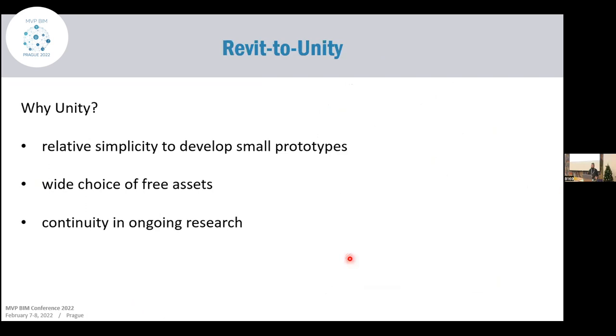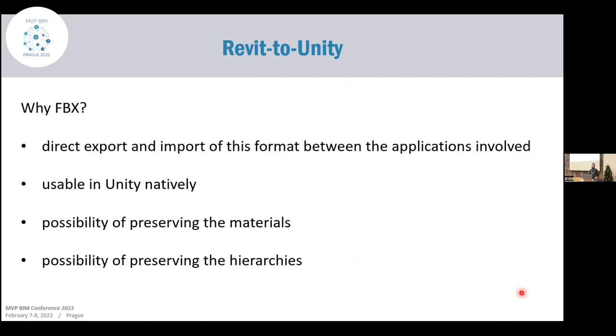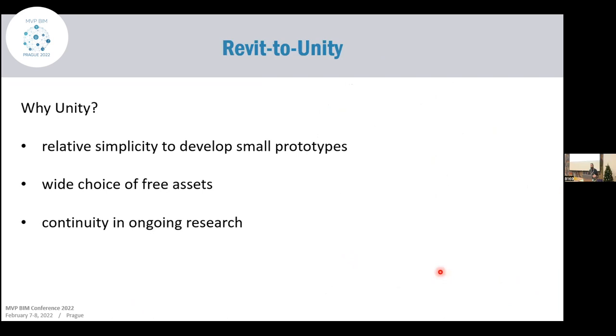When we finished the modeling, we had to decide the environment to develop the tour. We chose to use Unity because of its relative simplicity in developing small prototypes. Therefore, the asset store shows three assets that can help us to develop the prototype. We used Unity in the past, so it gives us continuity for the research.